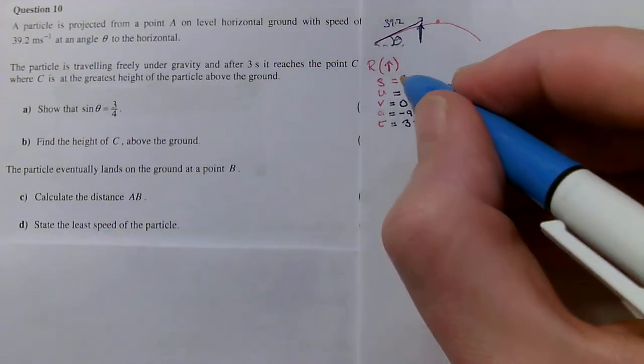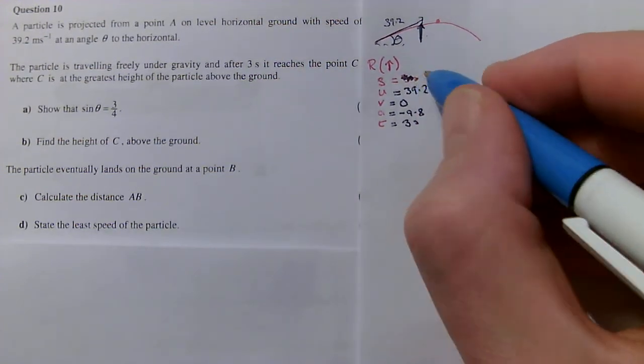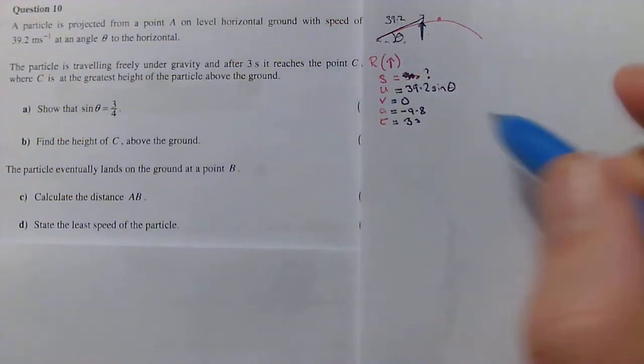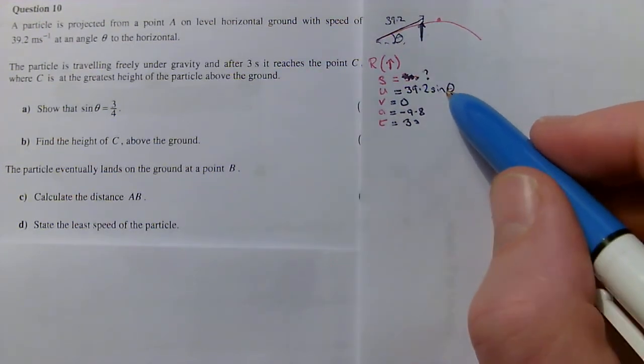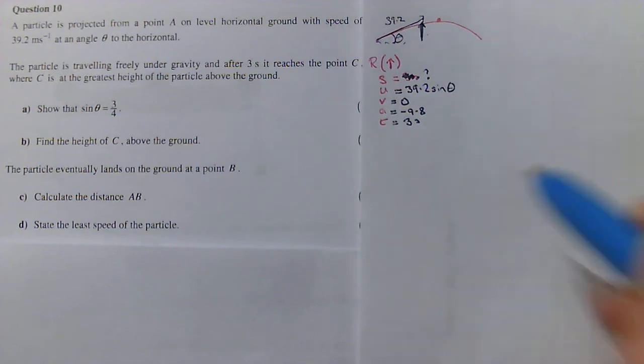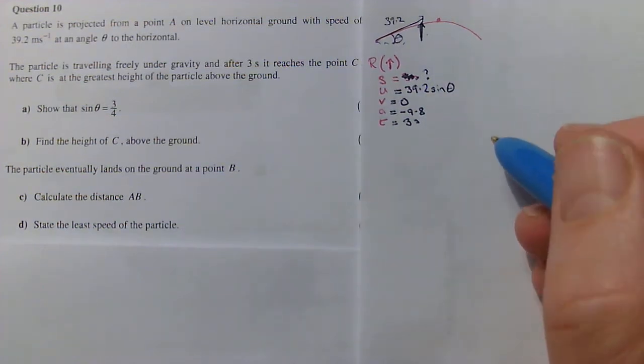Sorry, I'm going to get rid of that. It's not 3 meters. That's what we're going to have to find out afterwards. So there's 2 things we need to find out. The first thing is we need to find out what theta is. Once we found out what theta is, we need to find out what the distance is here.